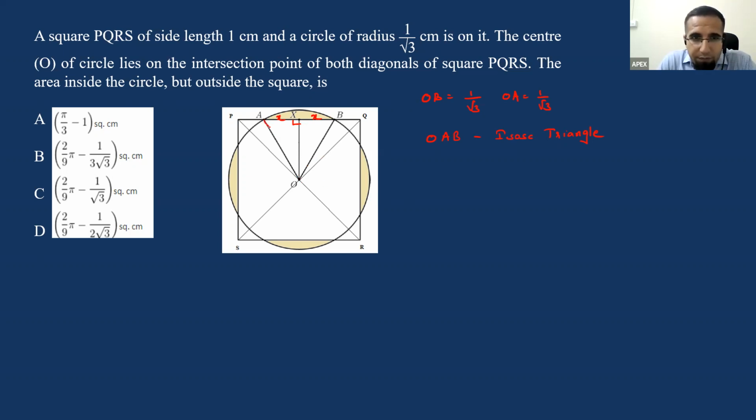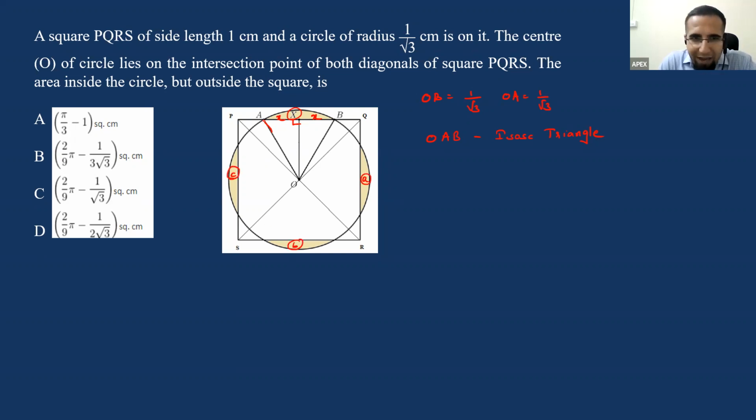If you observe, the question says the area inside the circle but outside the square. That means I want this part. Let's say this part A, I want this part B, and I want this part C. And all of them will be equal in area.